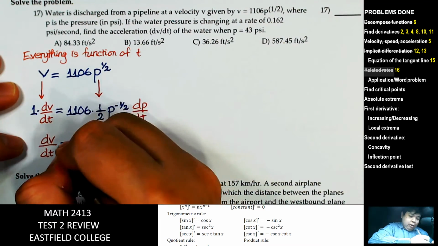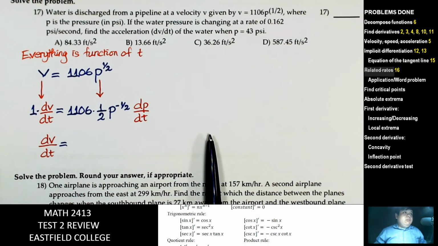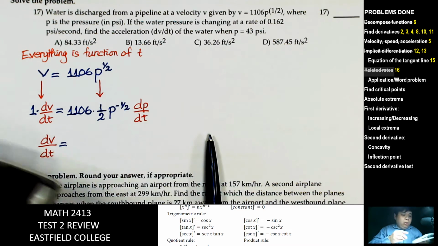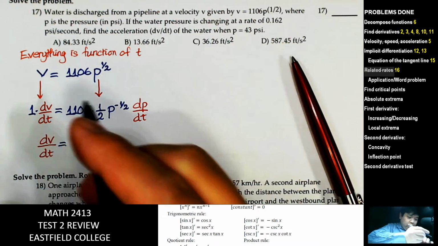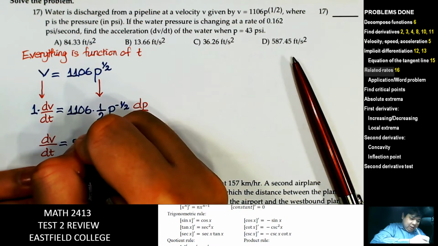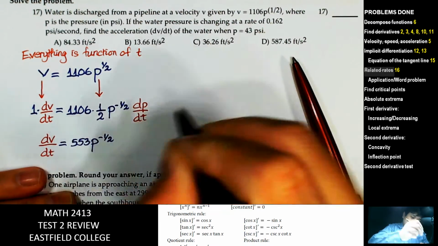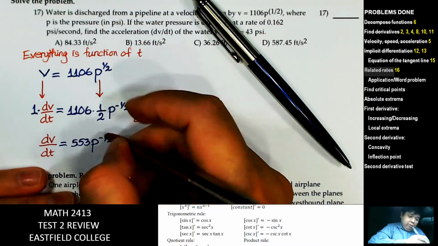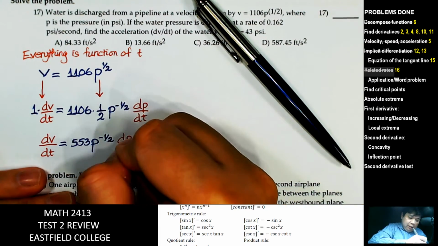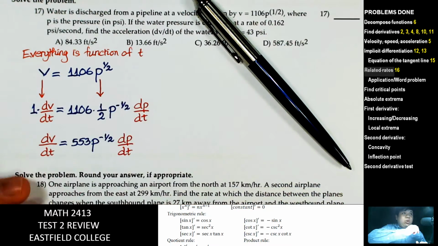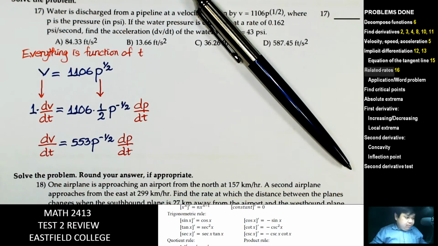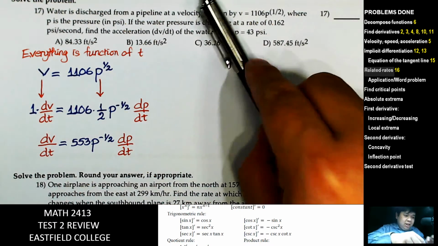Right, simplify. dv over dt equal to 1106 divided by 2, 553, and dp over dt. Right. So if we have the equation, just go ahead and do this. Worry about the rest of the problem later.